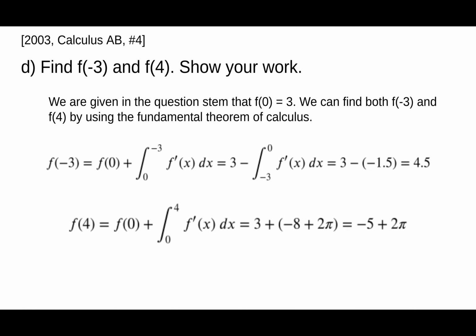Likewise, f of 4 would be f of 0 plus the integral from 0 to 4 of f prime of x dx. We don't have to switch the integral here because 4 is bigger than 0, but we do know f of 0 is 3, and we can calculate the area of the region between the graph of f prime and the x-axis using the formula for the area of a circle, and then take half of that because it's a semicircle. And we get 3 plus negative 8 plus 2 pi, which is going to be negative 5 plus 2 pi, and that would be f of 4.